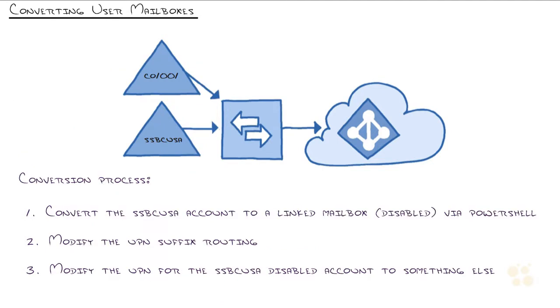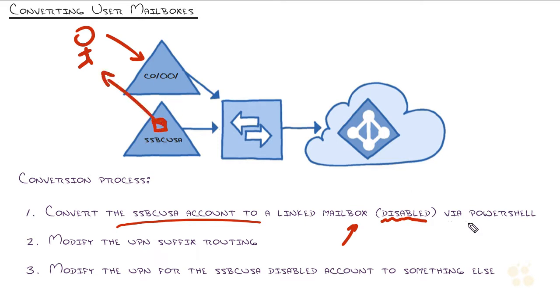All right, so here's the process we're going to go through to do this. And I'm going to use my account, rightly so, as the first alpha test account to make sure this is all going to work. Number 1, convert the SSBC USA account to a linked mailbox, which will disable it and make this account, the one that's in CO1001, the only active one. This is now just a mailbox associated with that account. That can be done via PowerShell. As a matter of fact, the only way that you can do it is via PowerShell.